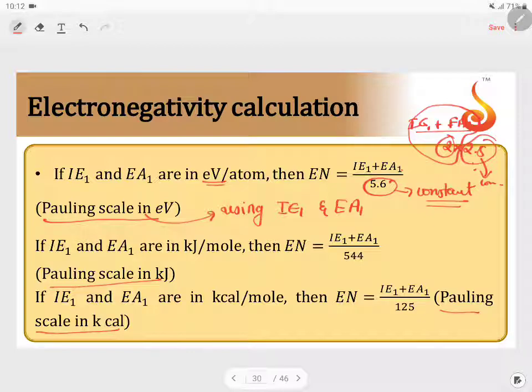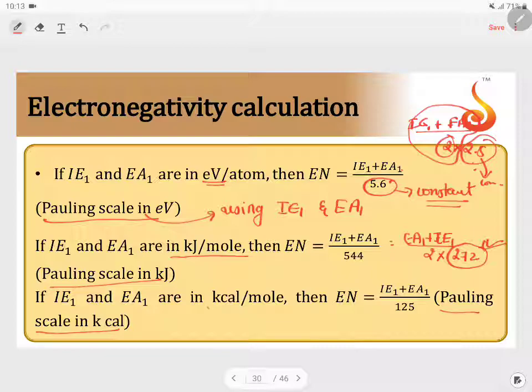Similarly, if the energy values are in kilojoules per mole, then it is not 2.8 times. It is much higher. Then the conversion factor is found to be 544. Actually, it is IE1 plus EA1 divided by 2, and even this is something like EA1 plus IE1 divided by 2 into 272. So this is the conversion factor in kilojoules per mole.